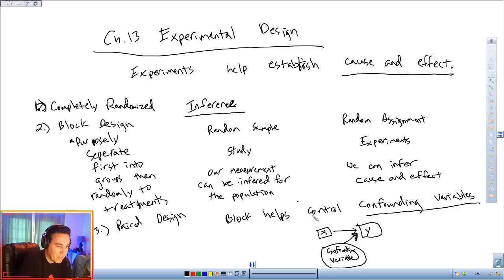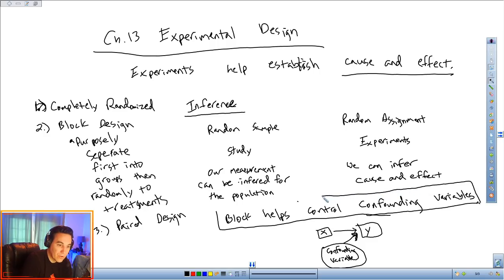So yes, blocks help control the confounding variables. But in order to control that confounding variable, you have to know what it was. So you'd have to think, is age going to affect my vaccine response? Is gender? What about ethnicity? Is ethnicity going to affect the vaccine response? I don't know. Those are things that scientists would have to think about. So blocks help control confounding variables. Good one. Thank you for pointing that out, because that is a good question right there.